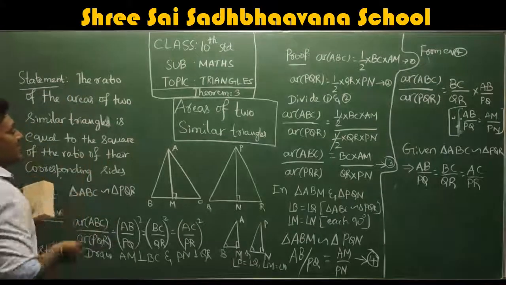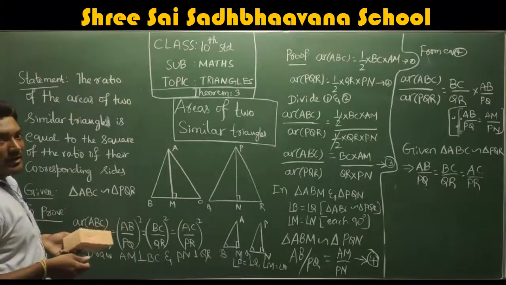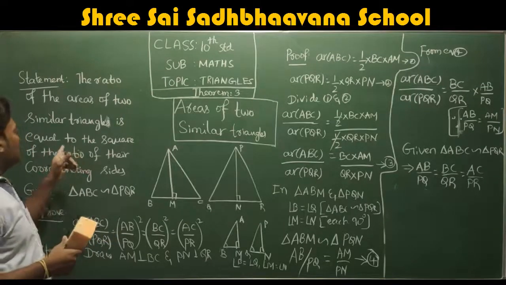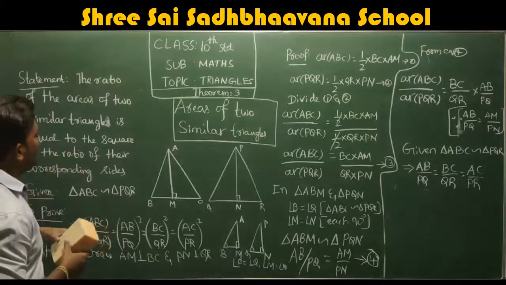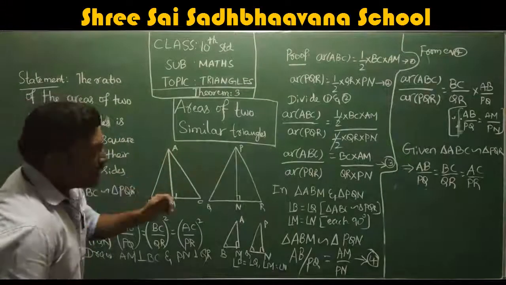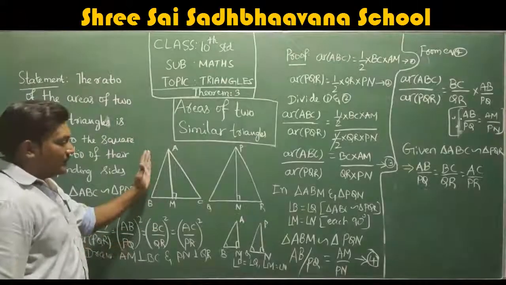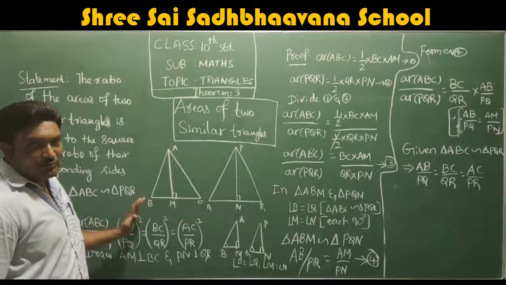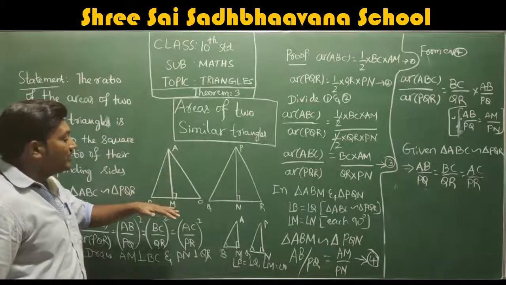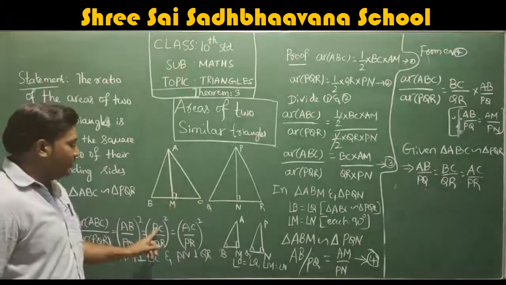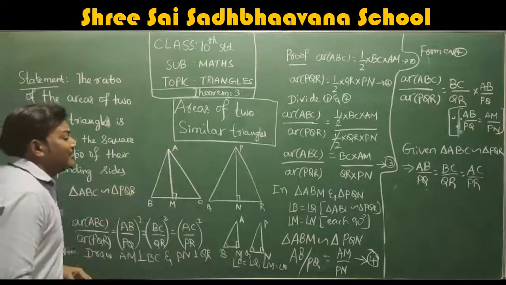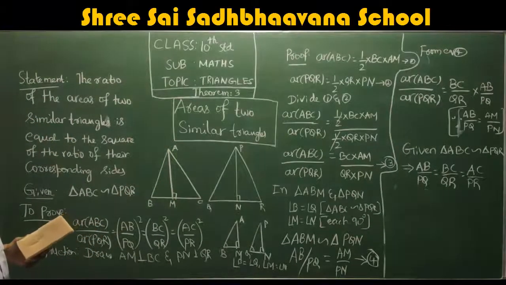Carefully, if you understand this statement, you can easily do the proof. What are the corresponding sides for these two triangles? We have AB by PQ. AB divided by PQ is one ratio, so we take the square of that ratio. The next corresponding sides are BC and QR, so BC by QR square. Similarly, another one is AC by PR square.